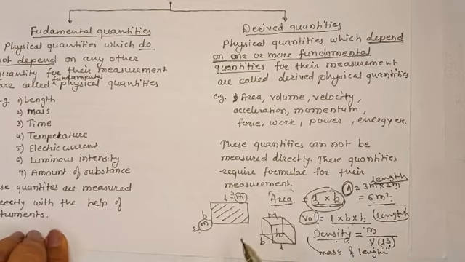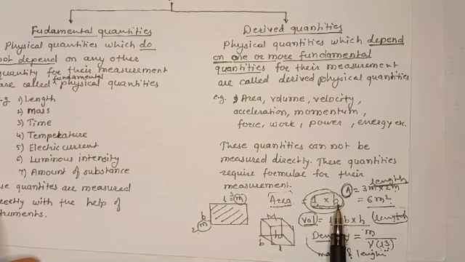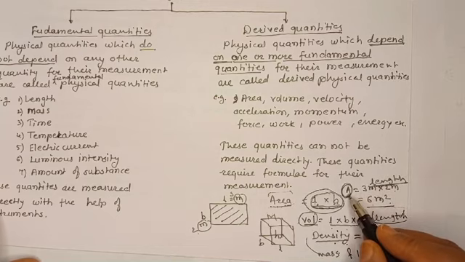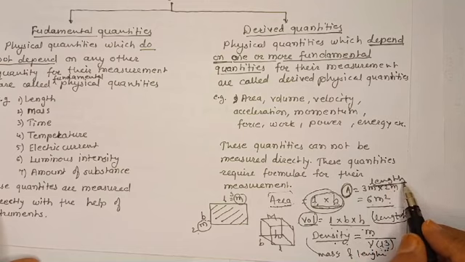Let's see some examples. When we find area of a rectangle, we have to measure its length and breadth. Then using the relation area equals length into breadth, we find area of the rectangle. In this example, length is measured in meter and breadth is also measured in meter. For example, if the length is 3 meter and breadth is 2 meter, then area of the rectangle is 3 meter into 2 meter, that is 6 meter square. Thus, the measurement of physical quantity area depends on fundamental quantity length.